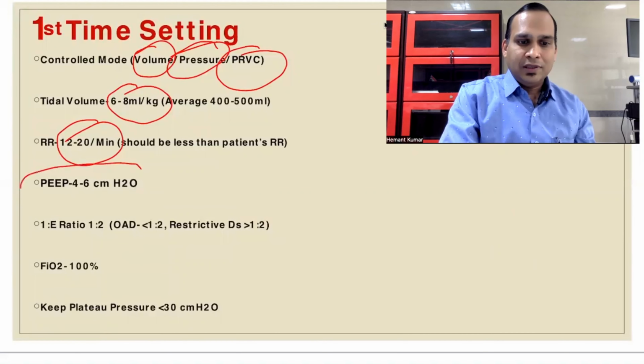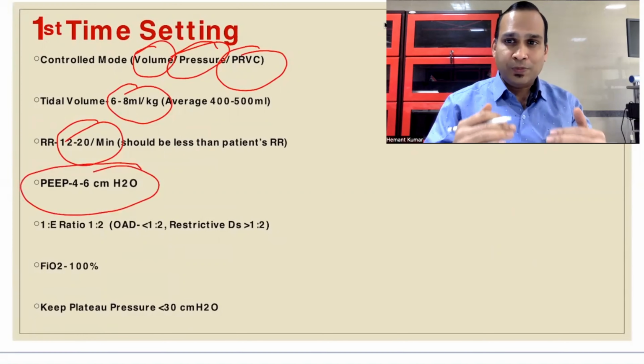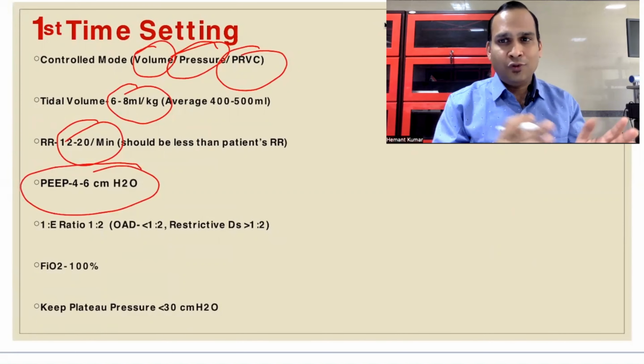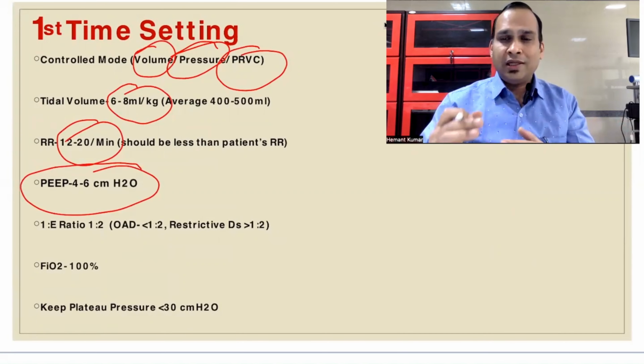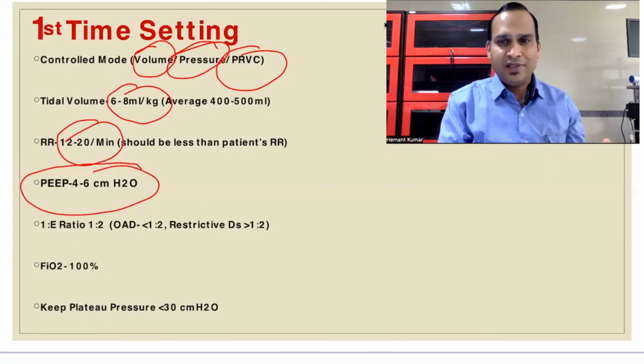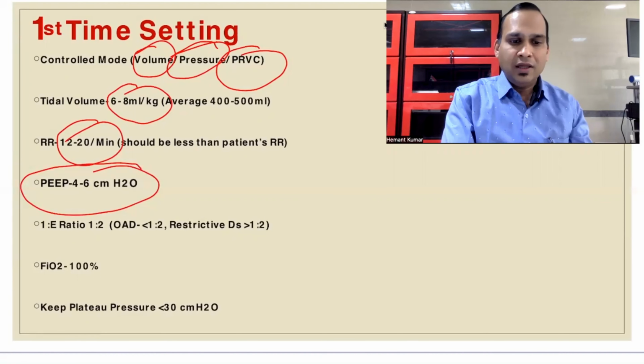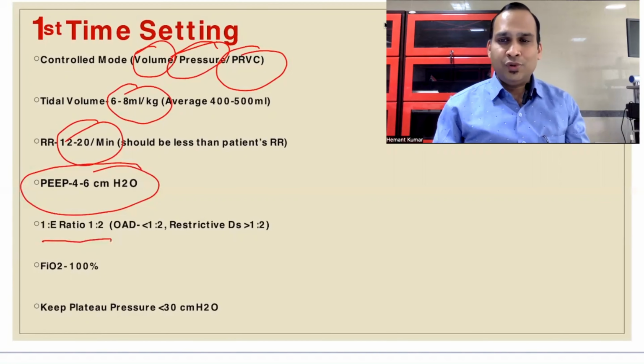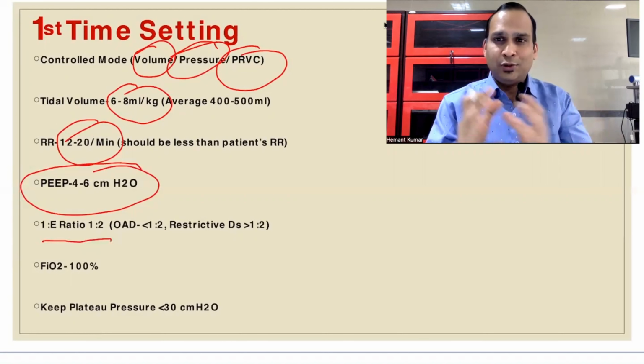Then PEEP. By default, we have to choose PEEP in all patients in the range of 4 to 6. You can increase PEEP accordingly if the patient is in ARDS, or you can reduce PEEP if the patient is having emphysema or anything. Then I:E ratio. We have to choose the I:E ratio normal as 1:2.